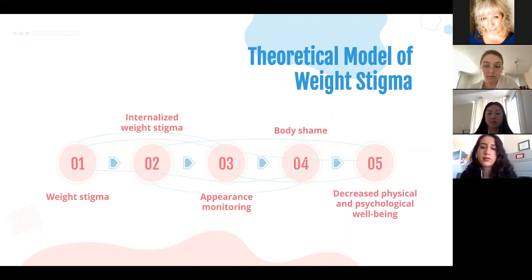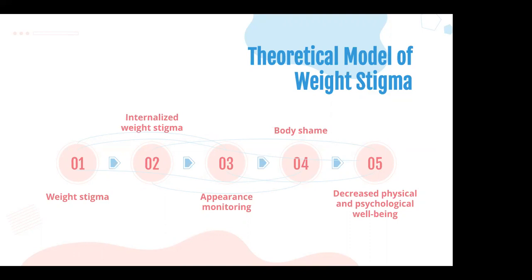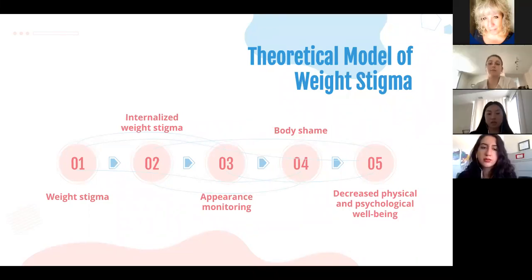Weight stigma leads to internalized weight stigma in both the health professional and the patient themselves. This leads to appearance monitoring and body shame, both internally and externally by projecting onto others. And this is most often done non-intentionally. This ultimately leads to decreased physical and psychological health and well-being. I also want to mention that these factors are in fact intertwined, which is shown by the blue lines, and they can lead from one factor to another, not necessarily following a step-by-step movement.